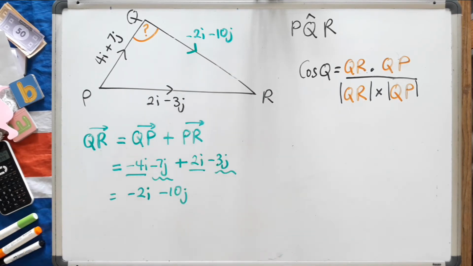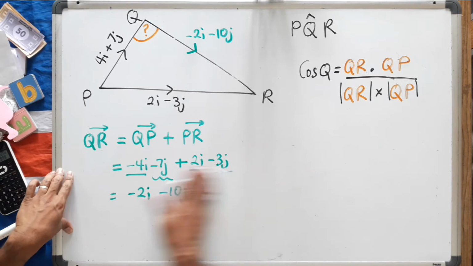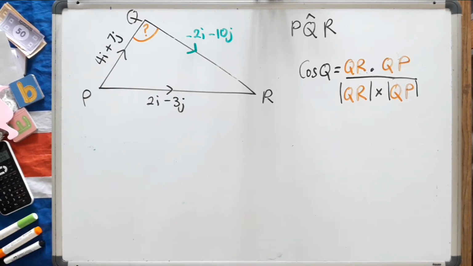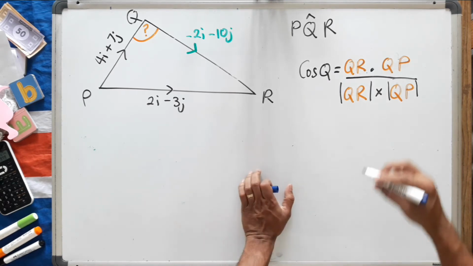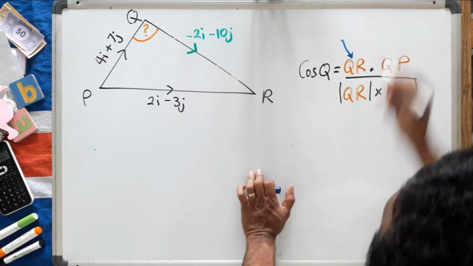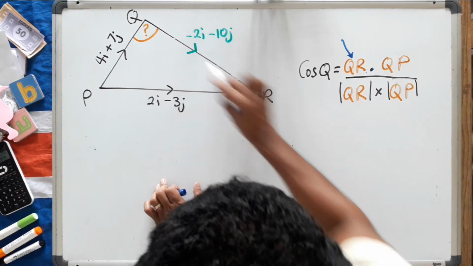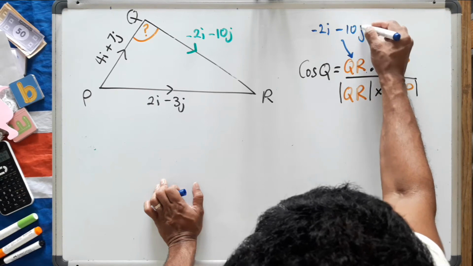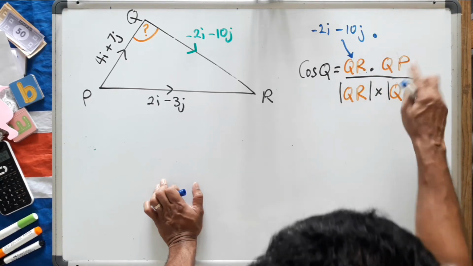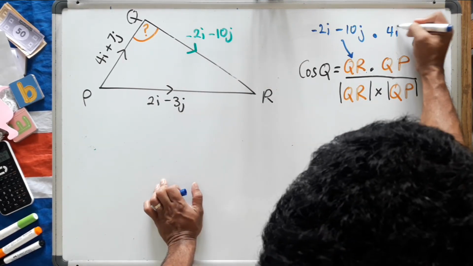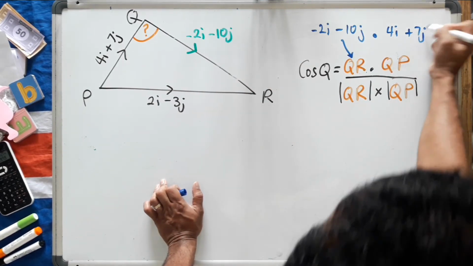Right, so make sure you take this down. I'm going to have to erase it to make space. So we have the vector QR. Now here's the thing. Let's put in the values here. How much is QR? QR, we have it now. QR is minus 2i minus 10j. And we have to dot product it with QP. How much is QP? QP is 4i plus 7j.